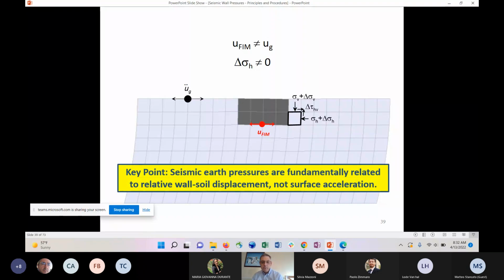So the key point is that seismic earth pressures are fundamentally related to the relative displacement. There really is no fundamental relationship between seismic pressure and acceleration. With and without the rigid inclusion, there's always been acceleration. What causes the pressure is not the acceleration, it's relative displacement. And that's an important point because, again, our limit state methods link acceleration with seismic earth pressure. And I'm basically arguing here that that is a fundamentally flawed link. It's not about acceleration, it's about relative displacement.